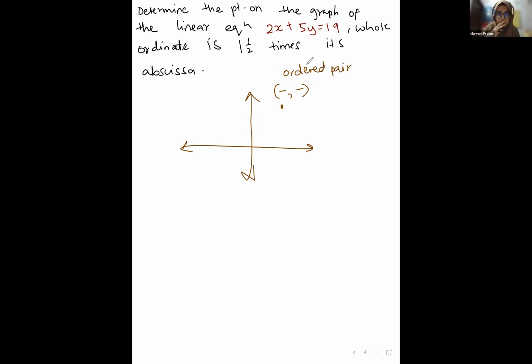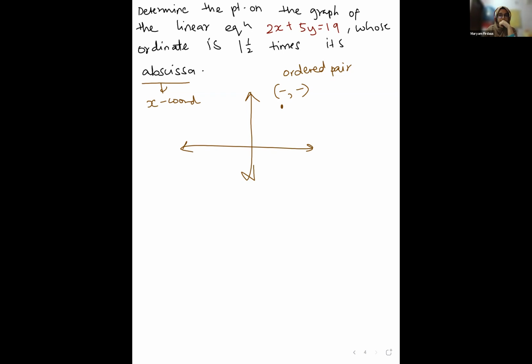So anyway, yeah, you're right. So abscissa is the x coordinate, ordinate is the y coordinate. Okay. So how can we do this? Would someone like to dictate the answer so that I can write it down?